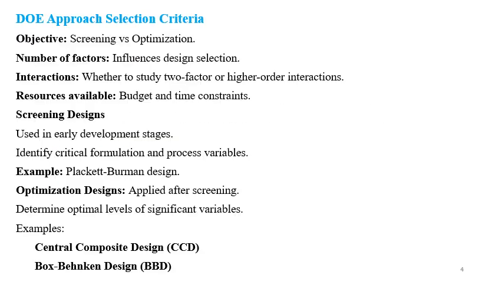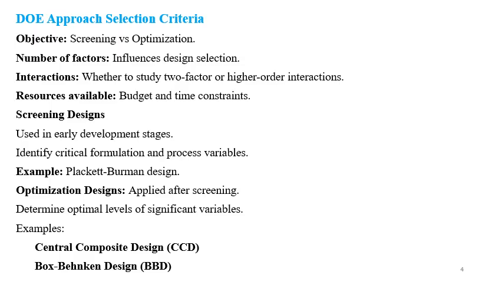Then DOE approach selection criteria. How will you select the DOE? The objective is required to be defined. It may be a screening objective or an optimization objective. Then the number of factors influences the design selection. If your number of factors is large, then your design should depend on that. Interactions: whether to study two-factor or higher-order interactions. Resources available, like budget and time constraints.